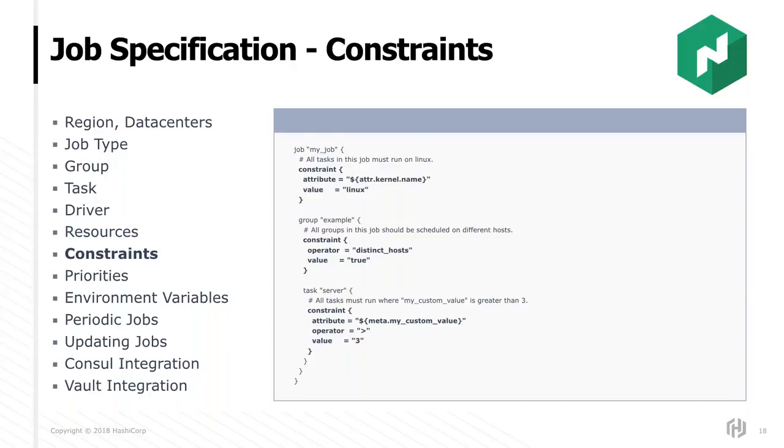And so constraints in Nomad are what limit placement based on client properties or metadata, right? And they can be specified at the job, group, or task level. So you may have a cluster that has a heterogeneous mix of different types of hardware. In some jobs, you might want to target particular instance types, let's say in EC2, and you'd use constraints to do that.